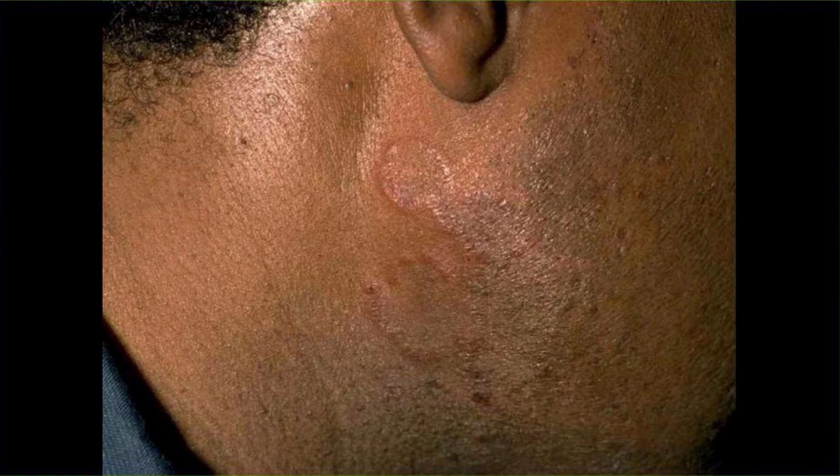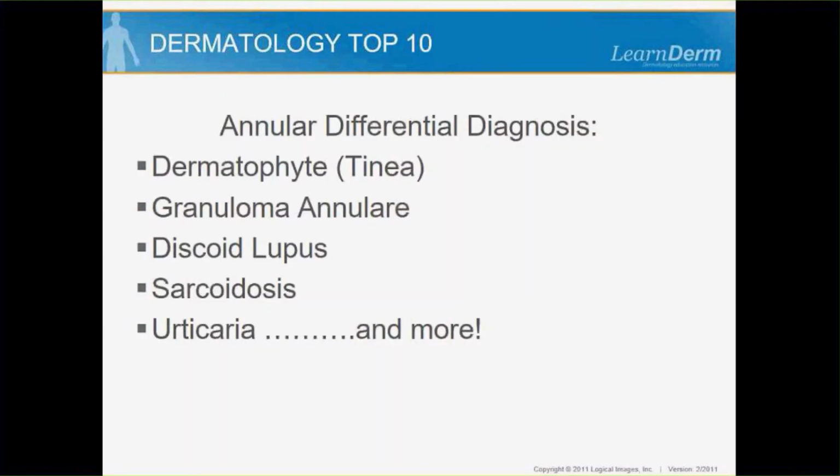So, of course, Tinea Corporis or ringworm, that's something you're going to see frequently in the clinic. You should know the differential and not try to put a square peg into a round hole. If you see annular plaques that are non-scaling, you have to think of these other causes. So the annular differential diagnosis includes tinea, but also granuloma annulare, which I showed, discoid lupus, also sarcoidosis, and also urticaria or hives can present with annular patches.